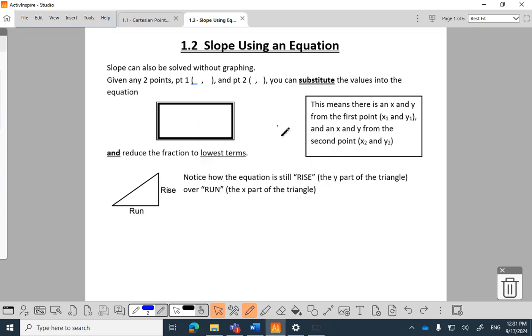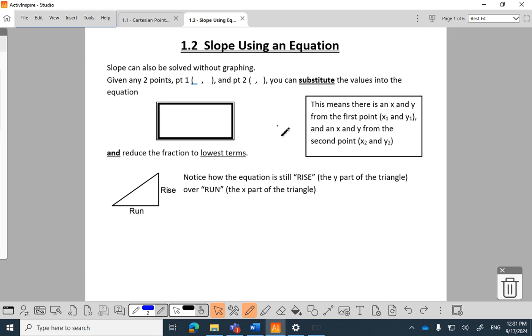More slope today, but slope using an equation. Don't be scared. I've got an exact procedure for how to do this. Slope using an equation.